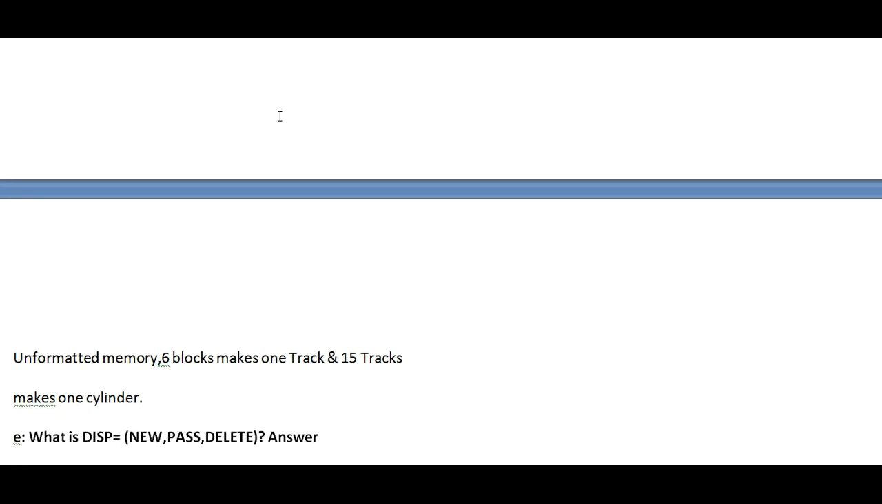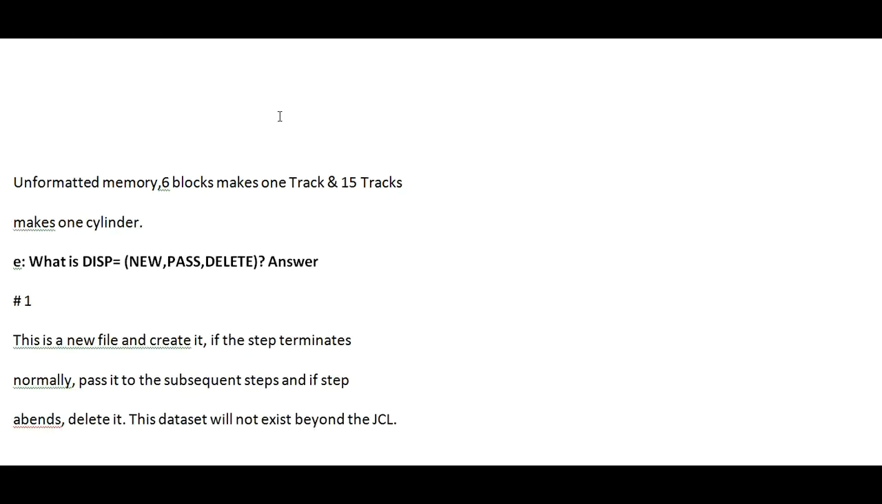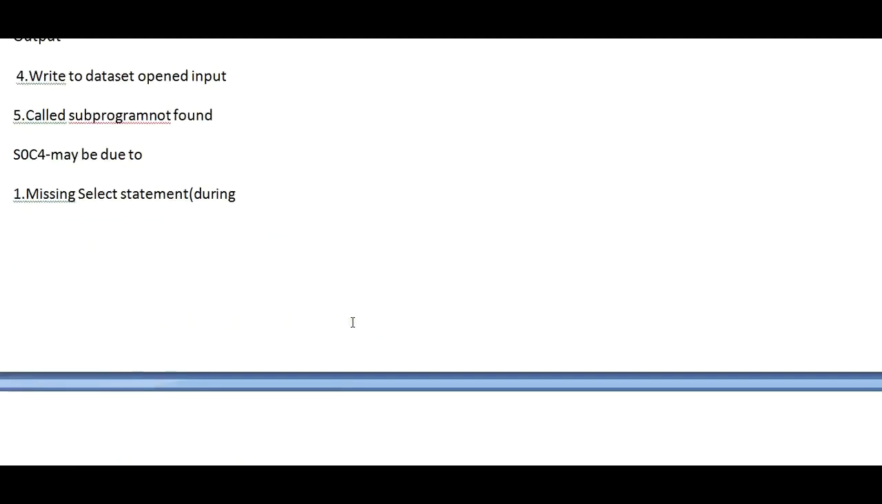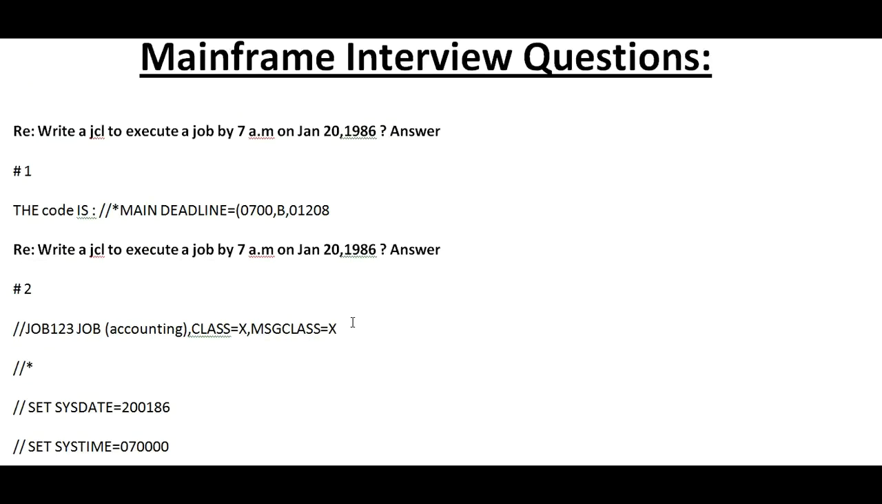What is DISP=(NEW,PASS,DELETE)? This is also one of the important questions asked regularly by an interviewer whenever he is asking about JCL. The answer is: this is a new file, and create it. If the step terminates normally, pass it to the subsequent step, and if the step abends, the data set will be deleted. I hope you got a few important questions that will be asked during an interview.